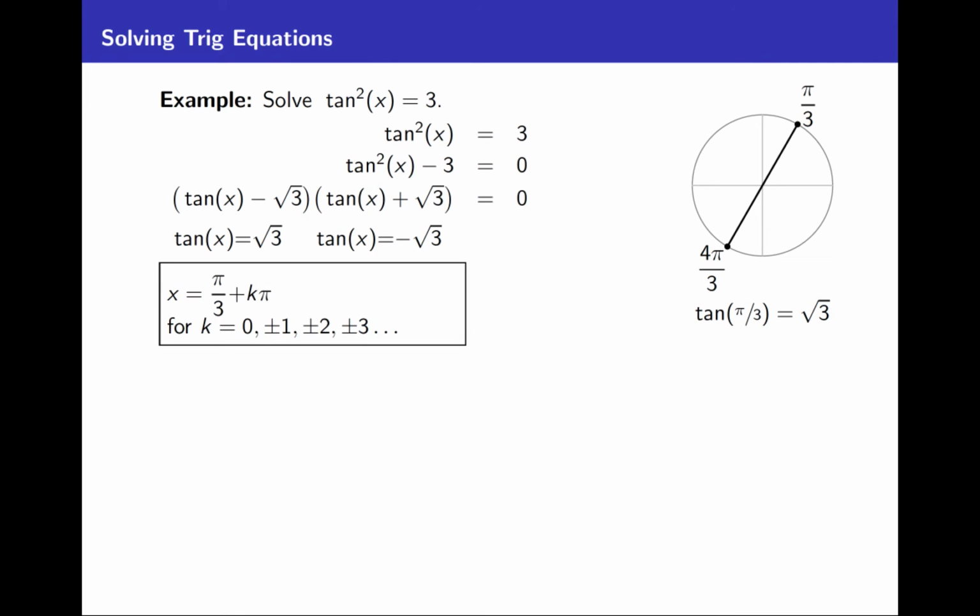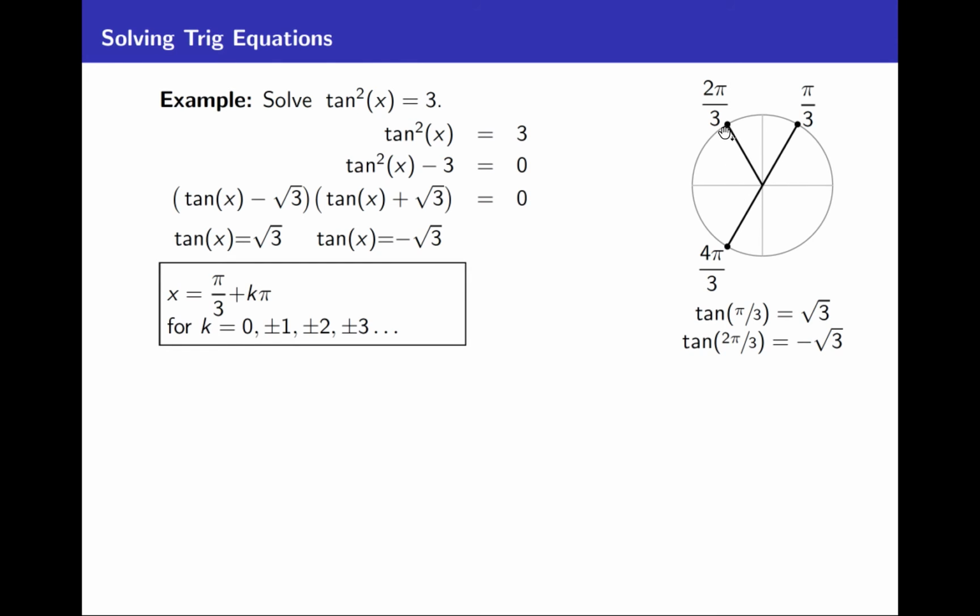But we're not done yet because we've only investigated the values of x that make tangent of x equal square root of 3. Those are these values of x. Let's also look at tangent of x equals negative square root of 3. Those values of x will also be solutions to this equation. Now, from your experience with the unit circle, you'll recognize that tangent of 2 pi over 3 equals minus square root of 3. You can check that real fast.